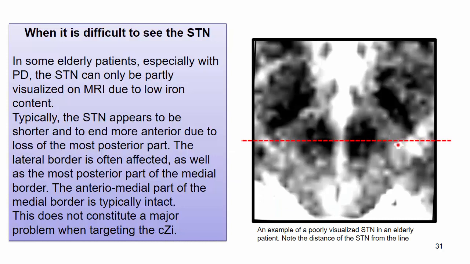In some elderly patients, especially with Parkinson's disease, the STN can be only partly visualized on MRI due to a low iron content. Typically, the STN appears to be shorter and to end more anterior due to loss of the most posterior part. The lateral border is often affected, as well as the most posterior part of the medial border. The anteromedial part of the medial border is typically intact, and this does not constitute a major problem when targeting the zona incerta.